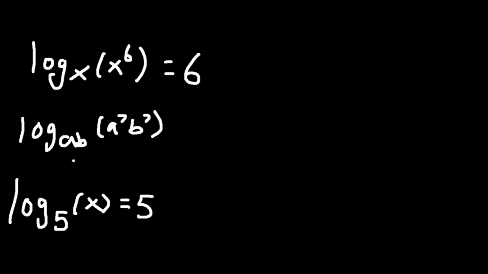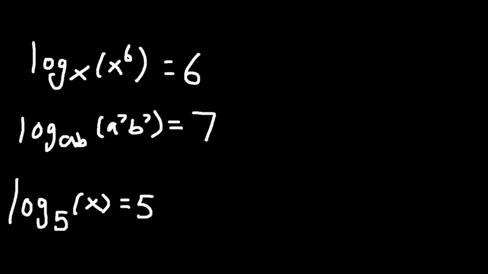It's log base ab of a to the 7th b to the 7th. Alright, we're back. So we see a and b, and then we see the exponent 7. If we raise a and b both to the power of 7, we get a to the 7th b to the 7th, so the answer is 7.